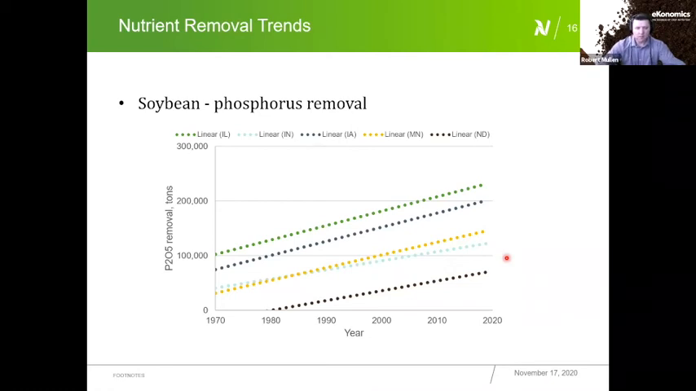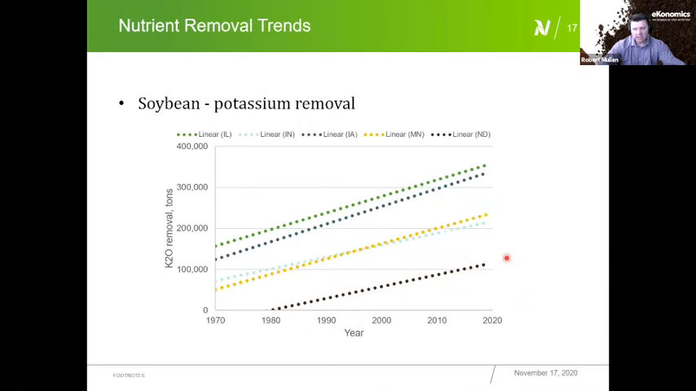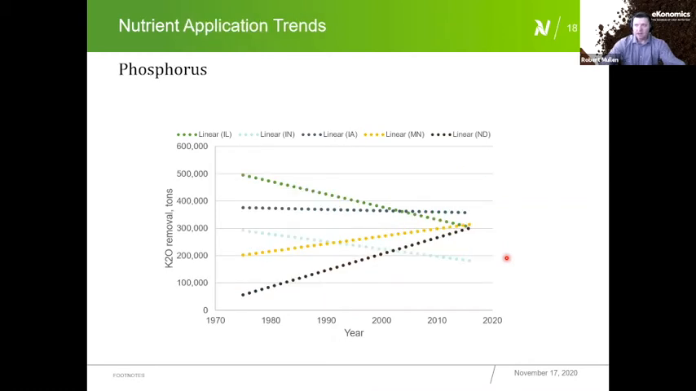Just realize that the other ones are really very, very similar with regard to the trends. There's going to be some subtle deviations, but they're all showing basically the same story. Potassium removal, again, just as you would expect, higher yields, more acres in production, we're removing more nutrient. Now, what do we see when we start looking at nutrient application trends? Again, this is part of the reason I picked 1970. I don't have information that predates 1975, at least on a state basis, where I can look at nutrient application.